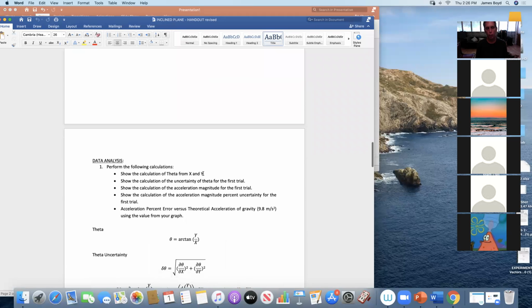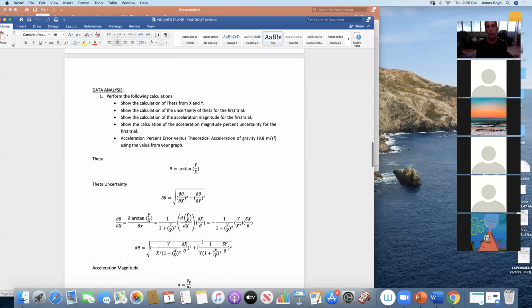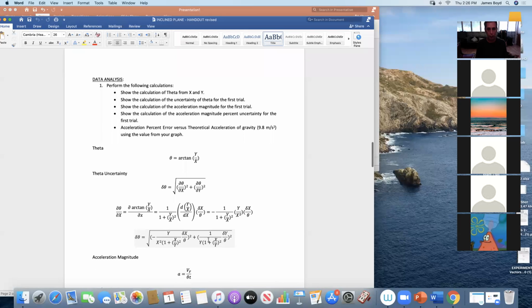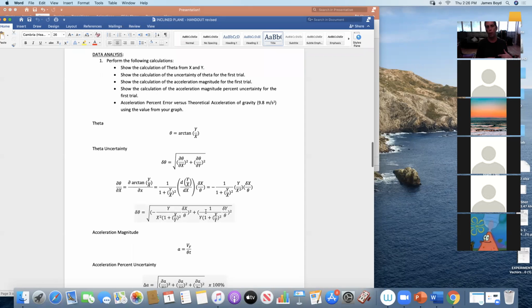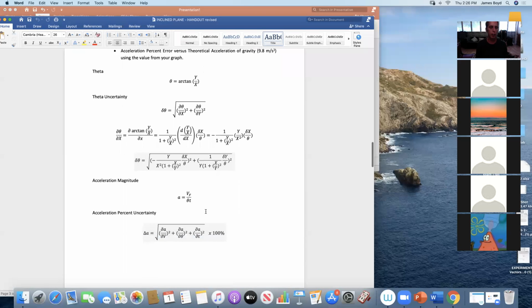Then show the calculation of theta, it's just arctan of y over x. Show the calculation of uncertainty for the first trial. So in the calculation section, all you have to do is copy paste this into your lab report, grab this and copy it again, and then plug in your numbers for y and x and y over x and delta x and theta for trial 1. You're going to need to compute it for all 4 of them, but you just need to show it in the calculations. Think of it as like you're just showing me how you got that answer for the first one, and then I believe that that's the correct thing that you did.